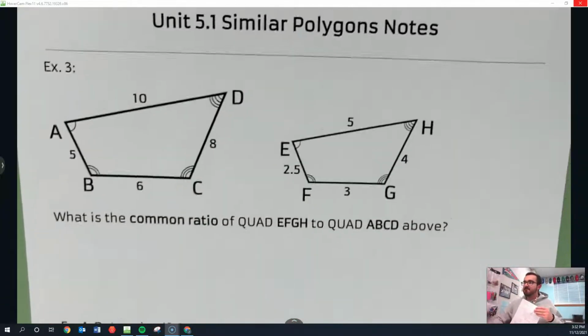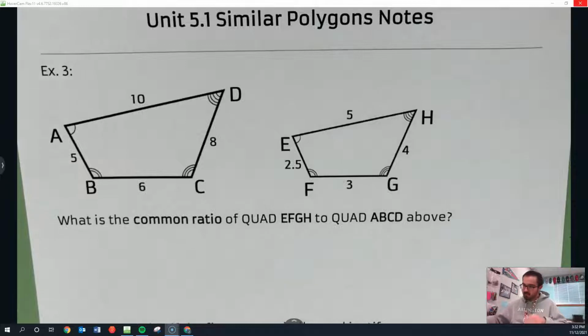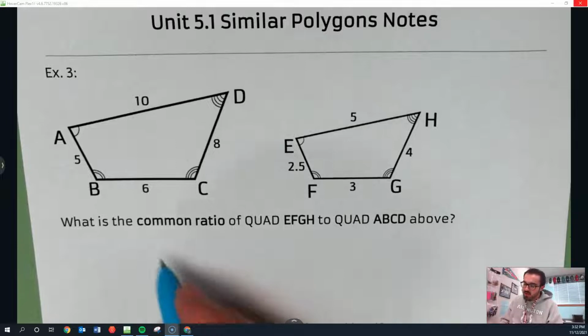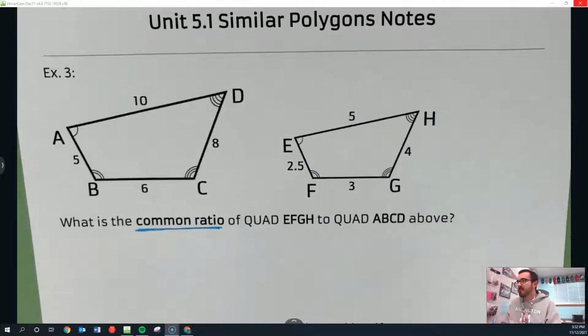Example 3. Let's take a look at example 3. This is on page 2. So here we have another similar polygons. We're trying to find the common ratio now. So let's talk about what the common ratio would look like.